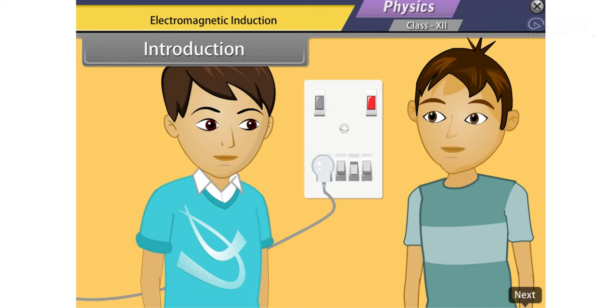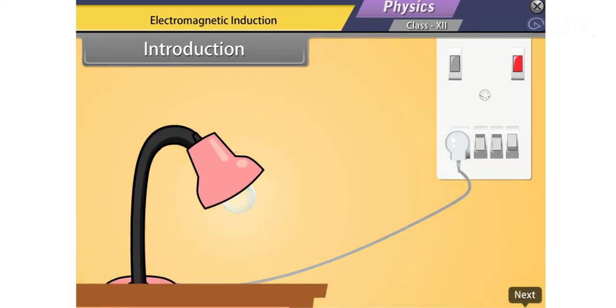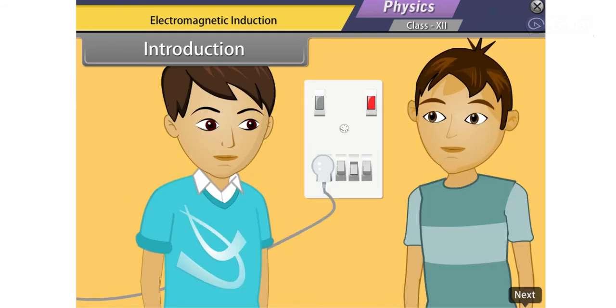The induced current always tries to oppose the cause of change. When the bulb turns on, an induced current develops such that it tries to keep it off. Similarly, when the bulb turns off, an induced current develops such that it tries to keep it on. That's why the bulb doesn't glow and diminish instantly.